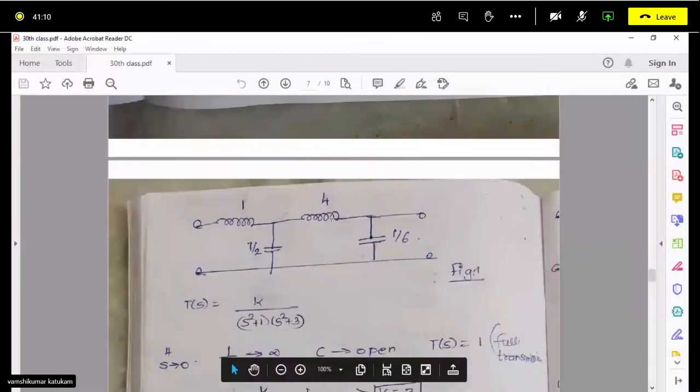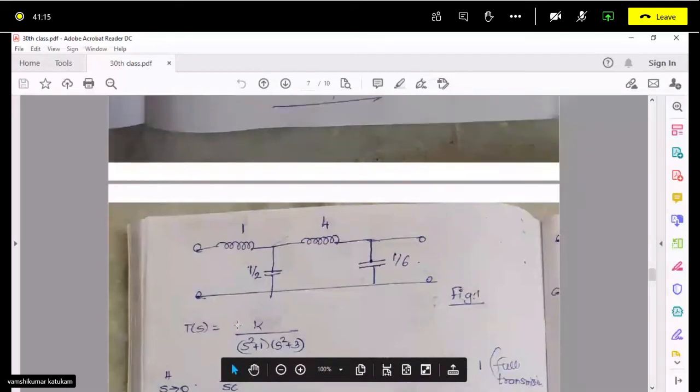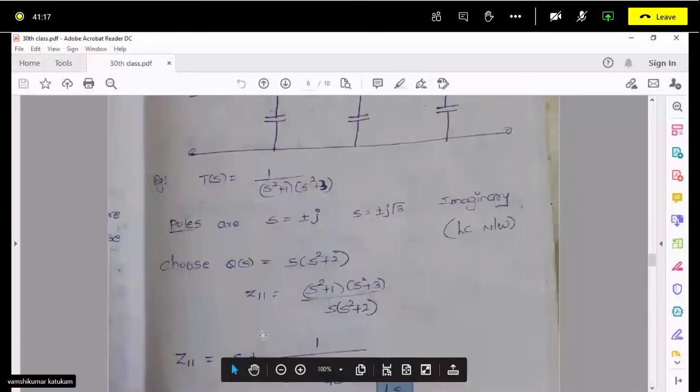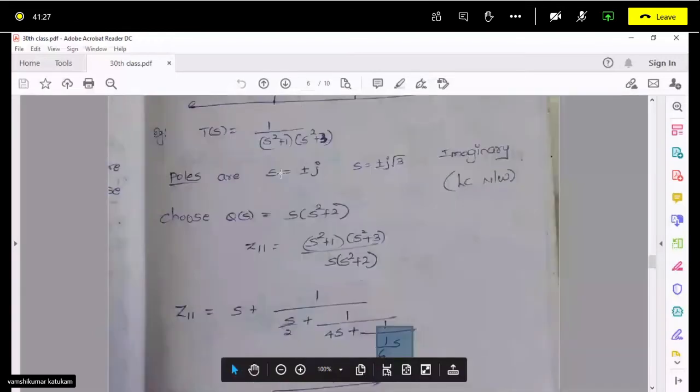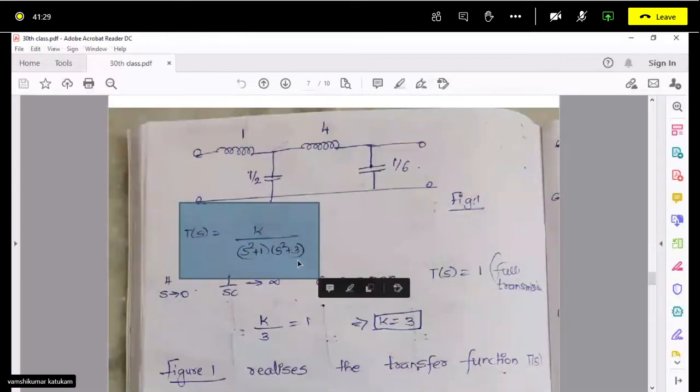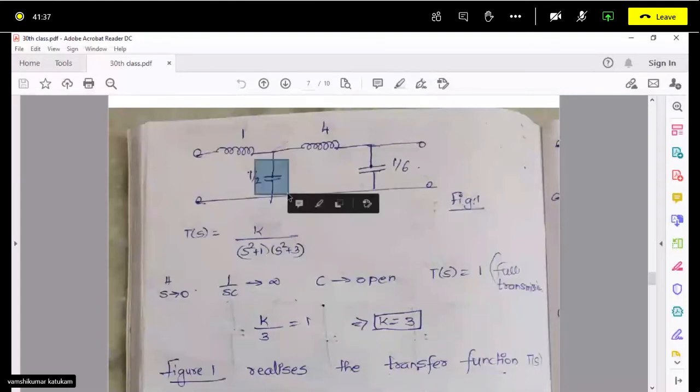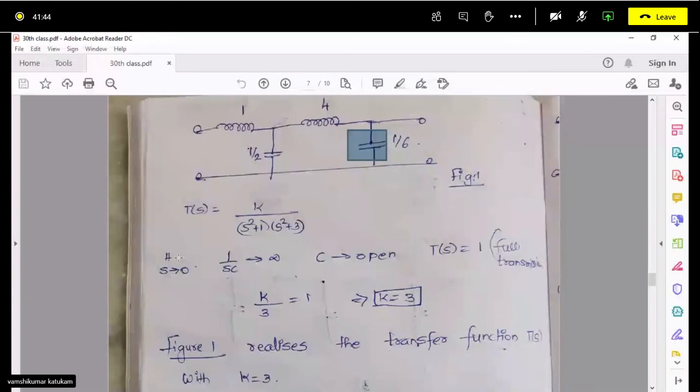Like that you will realize the network. But what is the next thing? The next thing is to find the constant. How to find the constant? T of s is k upon this thing, so here you can use the limit s tends to 0. If s tends to 0, 1 by s tends to infinity, capacitors will open. There is full transmission, right? And with limit s tends to 0, you will get k by 3.